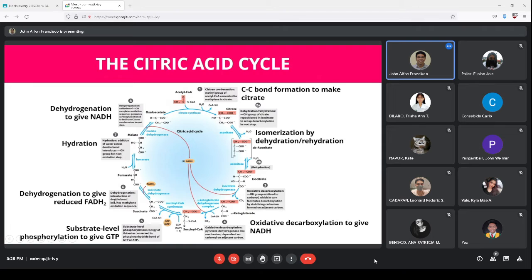Yung mga reduced form naman yan will be participant to other metabolism. Then you have hydration and dehydrogenation. And kaya siya cycle kasi yung napoproduce mong compound dito, yung endpoint niya will be the same compound na magiging participant for another reaction. So napapatuloy siyang nagagamit and patuloy siyang nagko-continue unless you inhibit one of its enzymes. Okay? So isa-isahin natin yung 8 steps na yan.